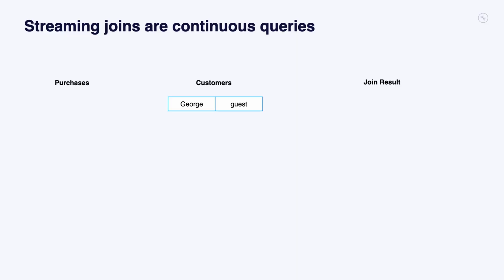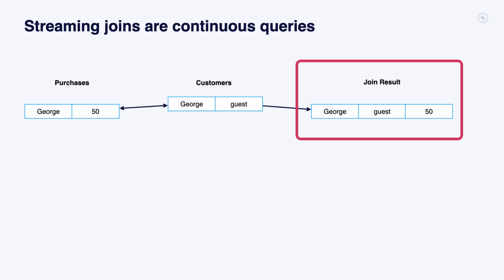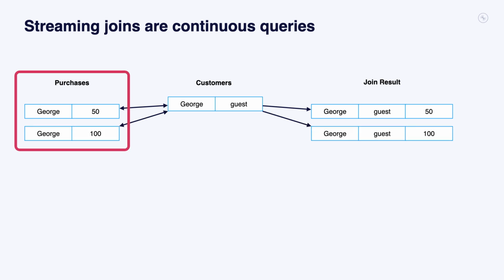Okay, so let me see if I've got this straight in my head. Let's say I have a customers table. Right now I have one customer, George, and he's currently listed as a guest. On the left, we have the purchases that George is making, and on the right, we have the join result of joining the customers table with the purchases table. As George makes purchases, then of course you would see the join result. As those purchases go on, obviously we'll continue to see results, right?